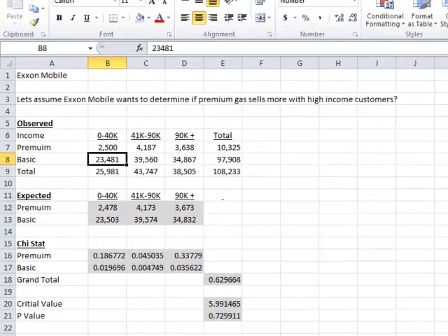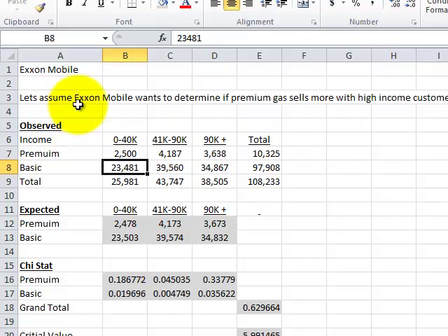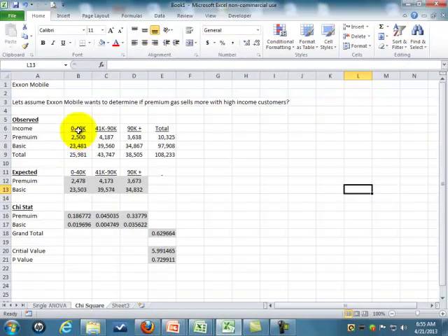Now let's talk about the chi-squared for a second. Let's assume ExxonMobil, now we have more categorical data. Let's say ExxonMobil wants to determine if premium gas sells more with high-income customers rather than low-income customers. So we've got three sets of customers, 0 to 40,000, 41, etc., and two types of gas, premium versus basic. So here's our observed value. How many people bought premium? How many people bought basic?